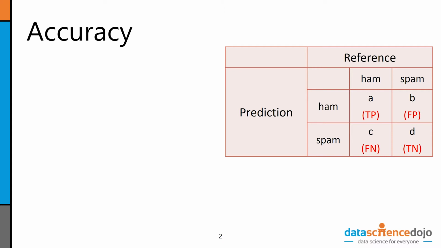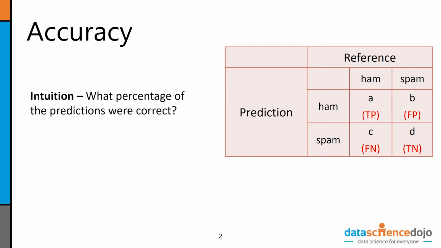So I know this will be exceedingly simple because everyone knows what accuracy is, but just go with me for a second here. Okay. So the intuition of accuracy is simple. What percentage of the predictions were correct? That's all it is. I made some predictions. My model made some predictions. What percentage of all the predictions were actually correct?